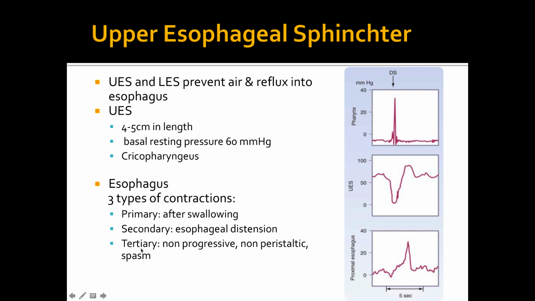And then tertiary contractions are like non-progressive, non-peristaltic, almost like a spasm. This can occur from time to time, and if it occurs too often, it can become pathologic.